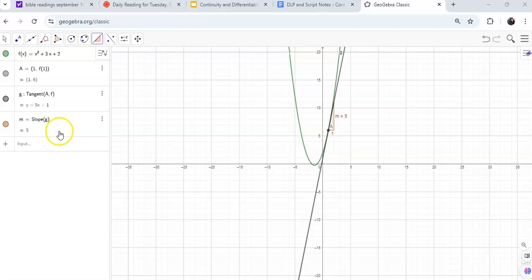This can also be found in the output after executing the tangent functionality. We have the point-slope form y equals mx plus b, where m is the slope. Hence, the slope of the line tangent to the curve at A is 5.